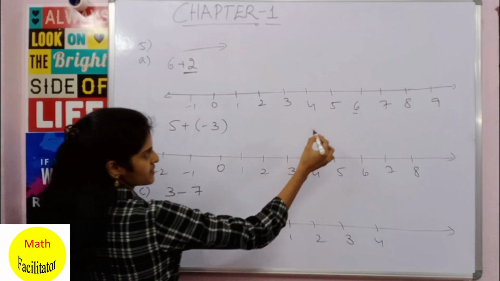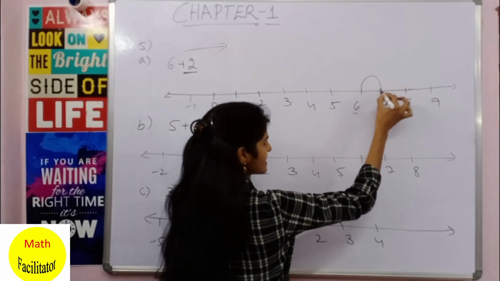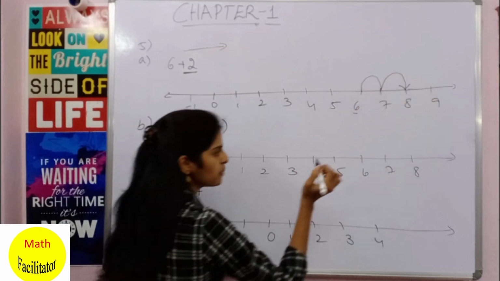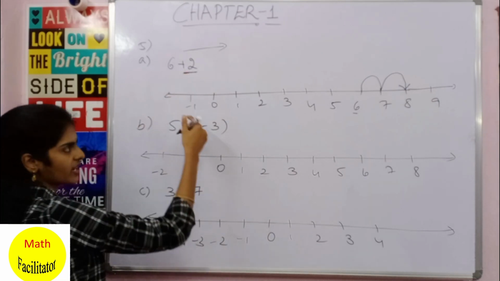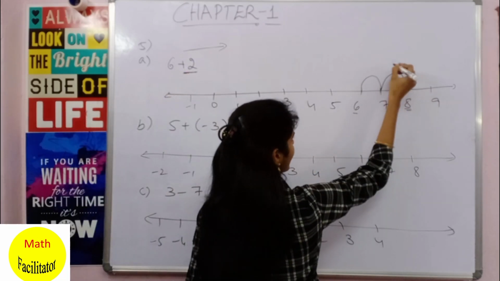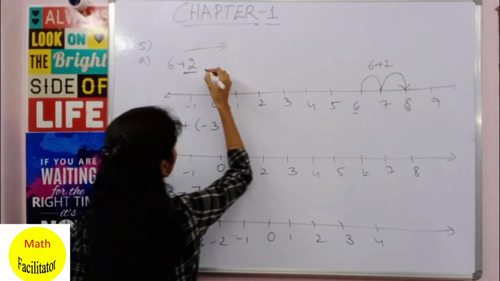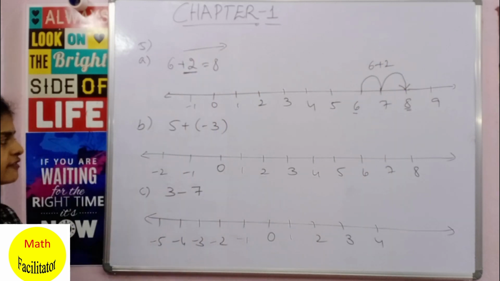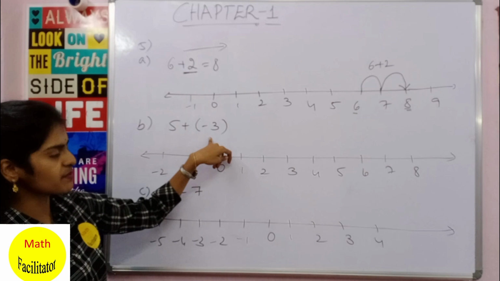So from 6 you will move to the right. How many places? 2 places. Why only 2 places? Because you have 2 here. So 6 plus 2 is 8. So this is 6 plus 2. Clear? Now if you want to do 5 plus minus 3.